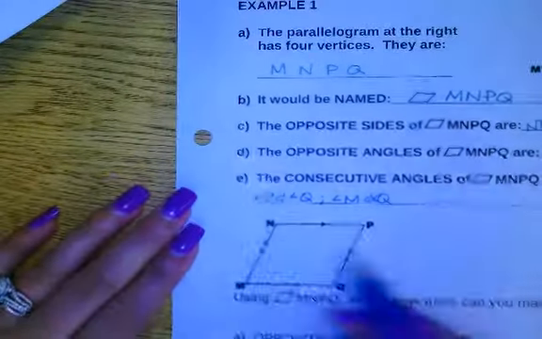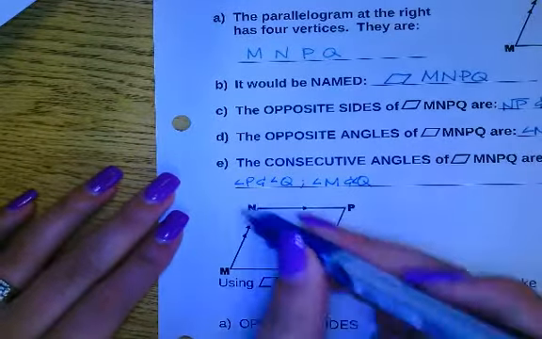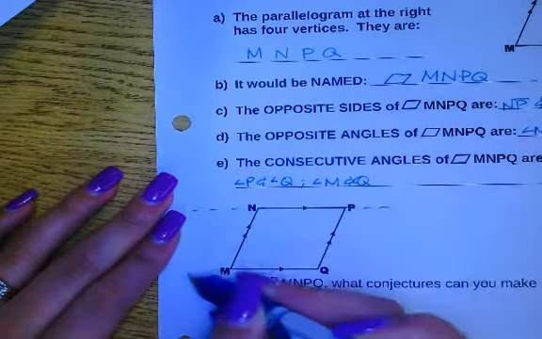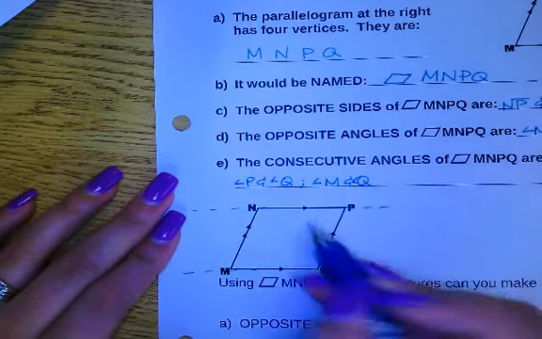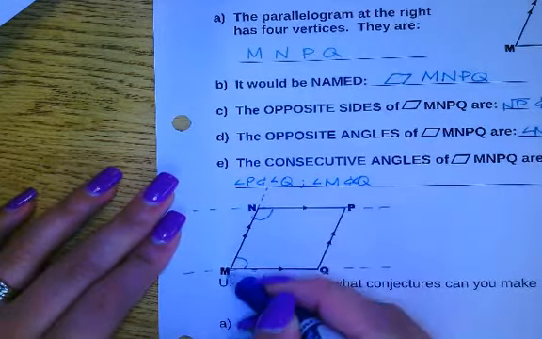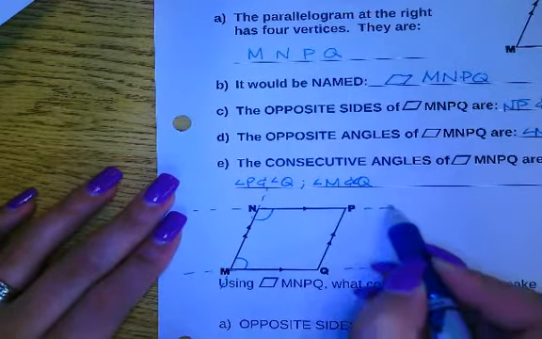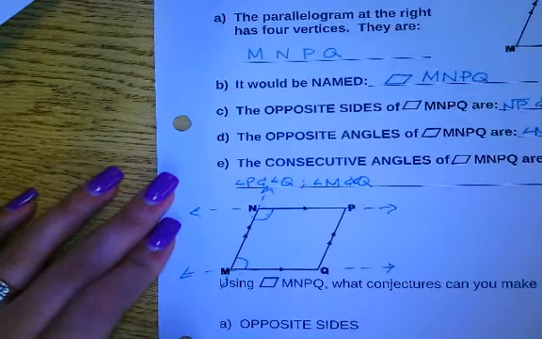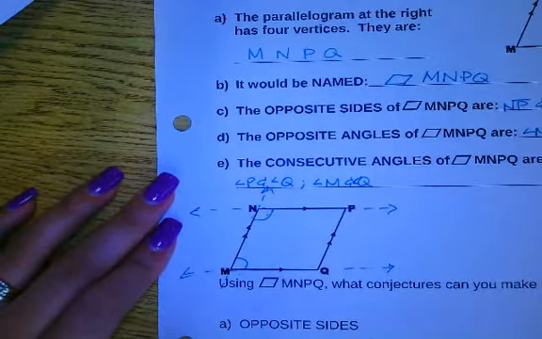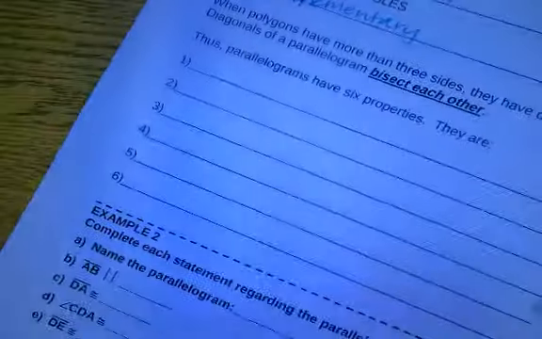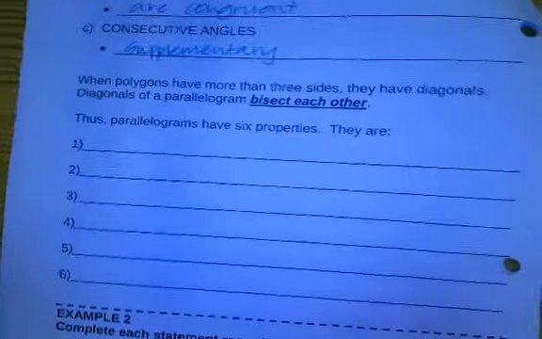Okay, if I turn my paper back over, guys, you've got to quit talking over me. Okay, if these lines are parallel, what do we call these two angles? Consecutive. Yes, consecutive. What else? Same side interior angles. And same side interior angles are supplementary. Remember, same side supplementary. Okay, so consecutive angles are supplementary.